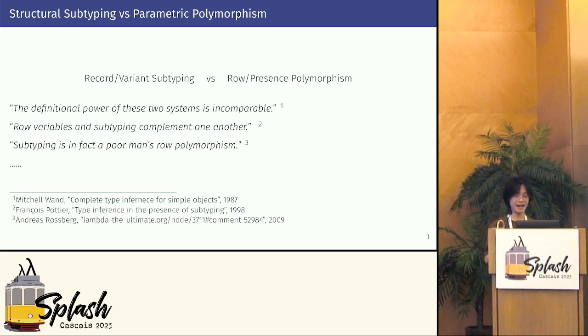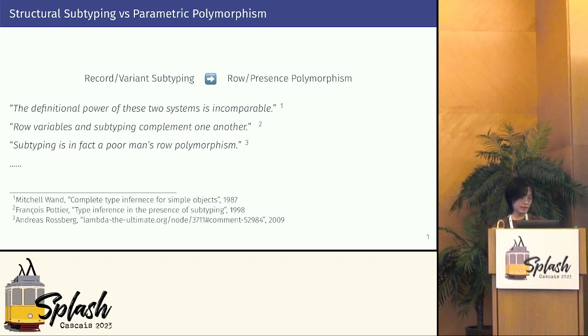And Andreas Rossberg, sitting there, commented in Lambda the Ultimate that subtyping is in fact a poor man's row polymorphism. And I agree with him because most basic usage of subtyping can also be done by row polymorphism, and the latter works much better with type inference. And there are still more and more discussions going on if you search it using Google, but there still lacks a formal study on the expressive power of these two features. So we want to fill this gap, partly because we are more interested in how to encode subtyping as polymorphism.